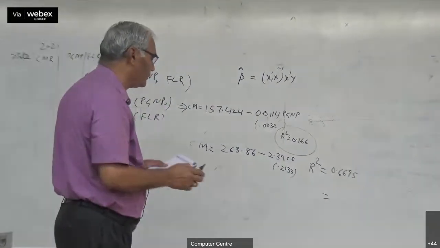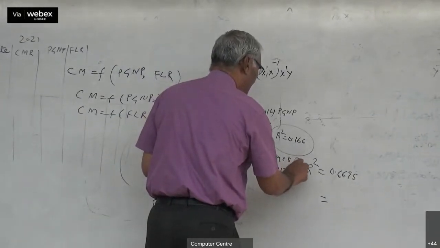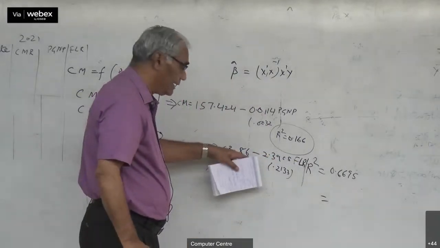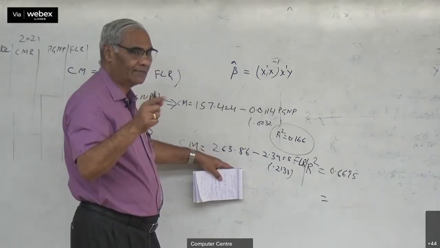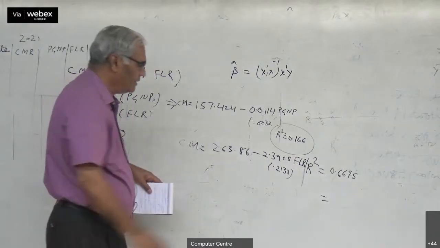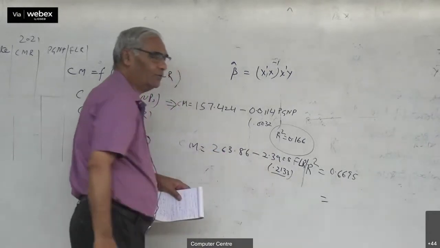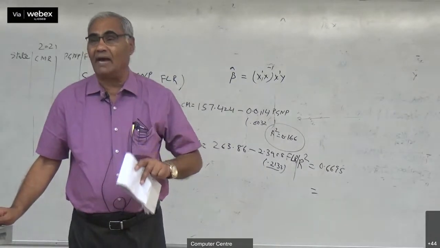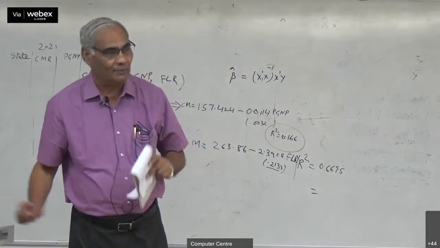Again, the coefficient of female literacy rate, FLR, is negative. What is the meaning? The more the female literacy rate, the less the child mortality rate. The standard error is also very low. If you work it out, the T ratio will be very high. So you can say that the impact is not only negative but highly significant.